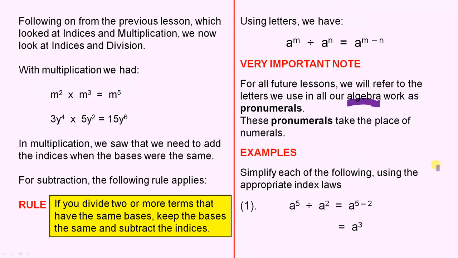Simplify each of the following using the appropriate index laws. A to the power of 5 divided by a squared. There's our base, and we subtract the indices. 5 minus 2 is 3, so the answer is a to the power of 3.